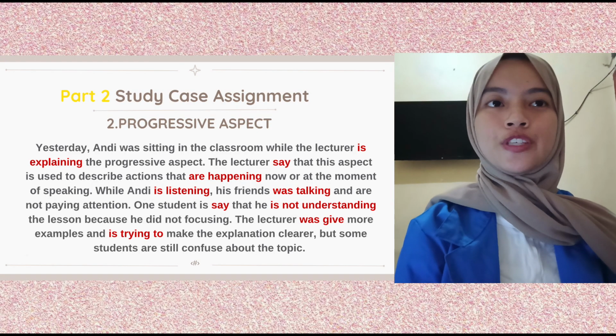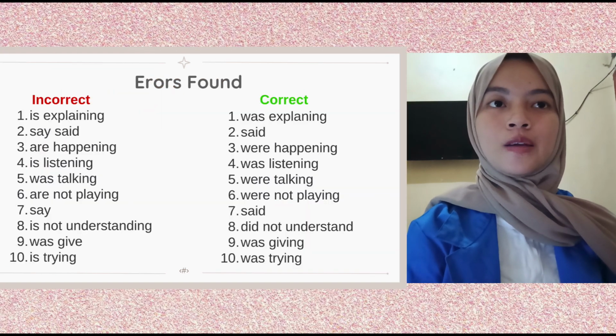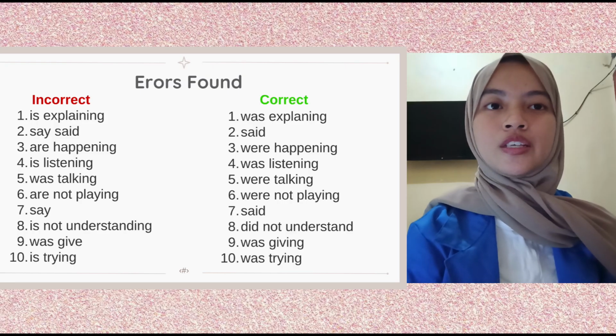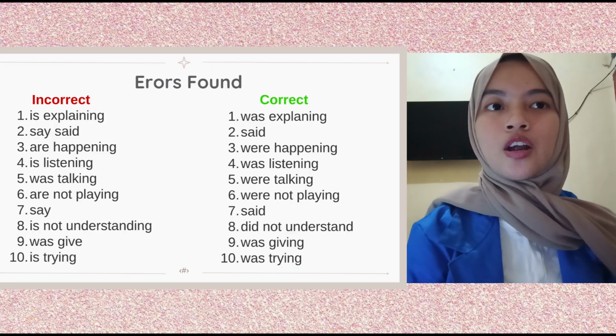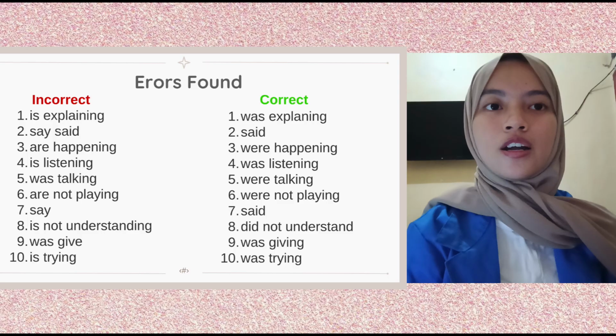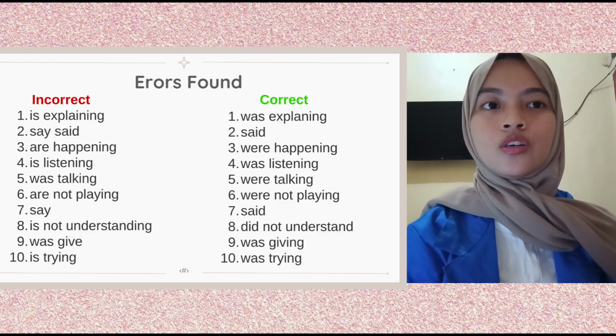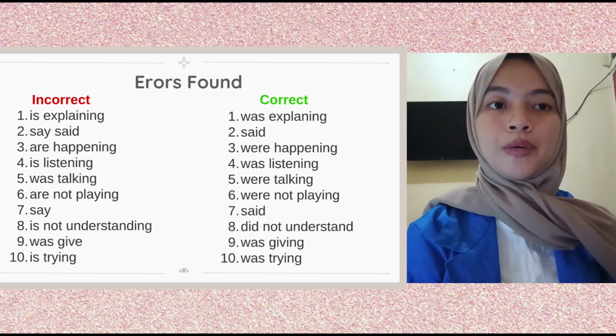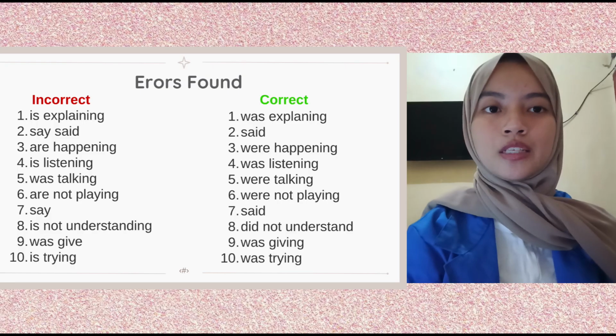Part 2. Progressive aspect. "Is explaining" becomes "was explaining." The paragraph uses past time markers, so past continuous is needed. "Say" becomes "said." The sentence describes a past action. "Are happening" becomes "were happening." Past continuous should be used for consistency. "Is listening" becomes "was listening." The activity happened in the past.